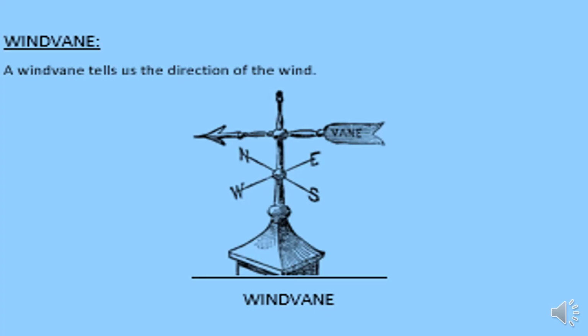Next is the wind vane, and here is a picture of a wind vane. A wind vane tells us the direction of the wind. This is an instrument which tells us in which direction the wind is blowing, whether it is from north to south or from west to east. So this instrument tells us the direction of the wind.